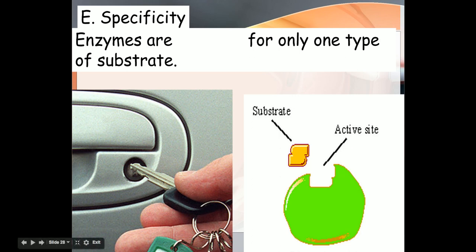Enzymes are perfectly formed so that only the one substrate is going to fit in their active site. No other substrates are going to fit there. So it's called lock and key. They only work on one specific substrate.